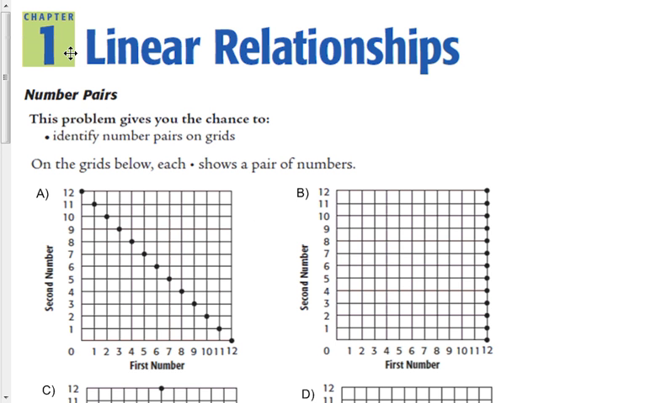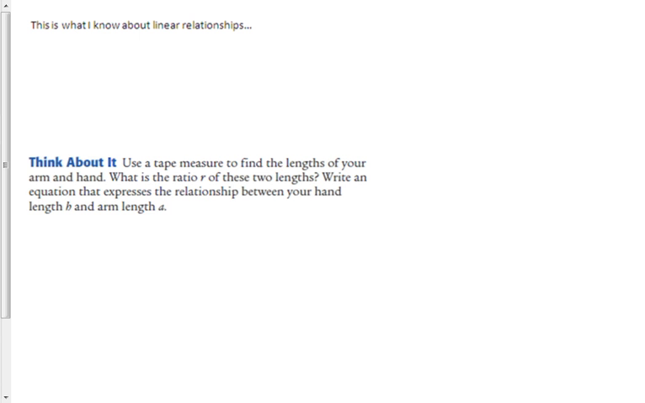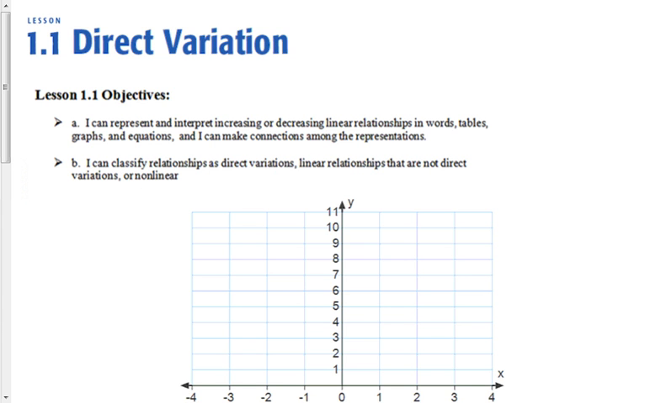Hey students, this is lesson 111. What we're going to learn today is what it means for something to be in direct variation or directly proportional. So to do that, I'm going to start with this problem right here.